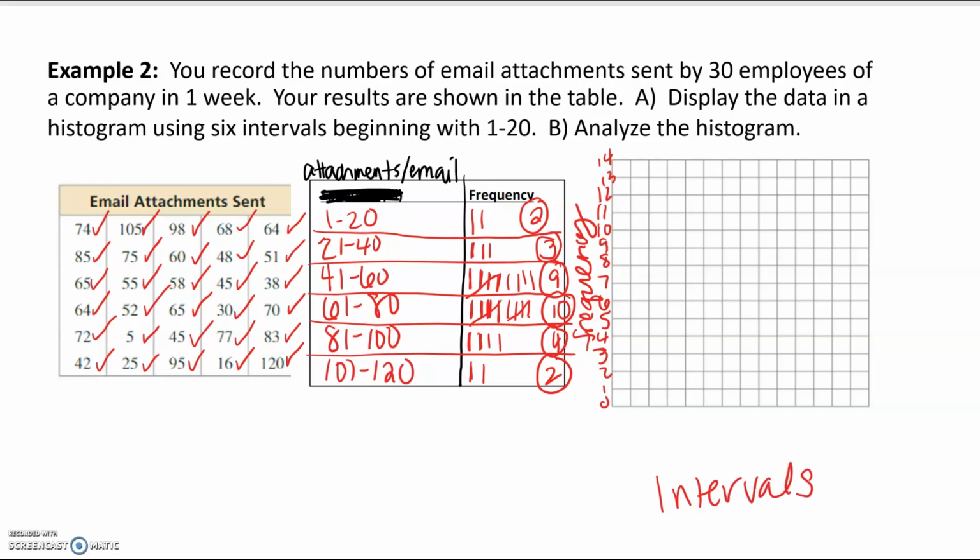Again, I'm going to use 2 of them at a time, so my first interval is going to be 1 to 20. Okay, so I'm going to use 2 blocks to show me that, and that goes up to a 2. My second interval is going to be 21 to 40, and that goes up to 3. So I'm getting those numbers from how many we did in our tally marks. So my next tally marks, I had 9 of them, and that interval was from 41 to 60. So that's going to go all the way up to 9.